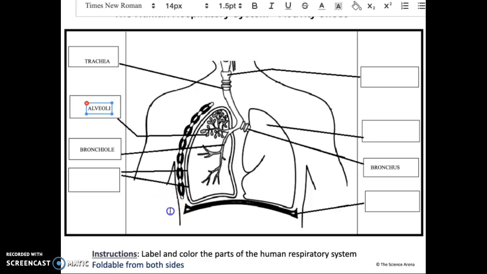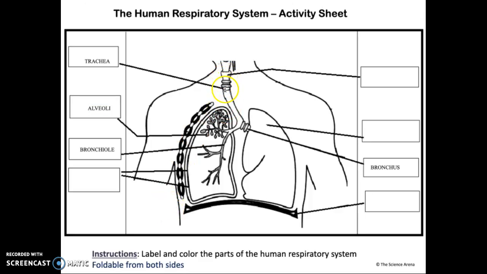Just to summarize what we have learned so far, we have the trachea, which is the long tube, which divides into two bronchus. Together they are known as the bronchi. Then the bronchus splits again, or branches again, and the grape-like structures are known as the alveoli. This is where oxygen and carbon dioxide exchange takes place through diffusion. And the ones that are not looking like grapes are the bronchioles.